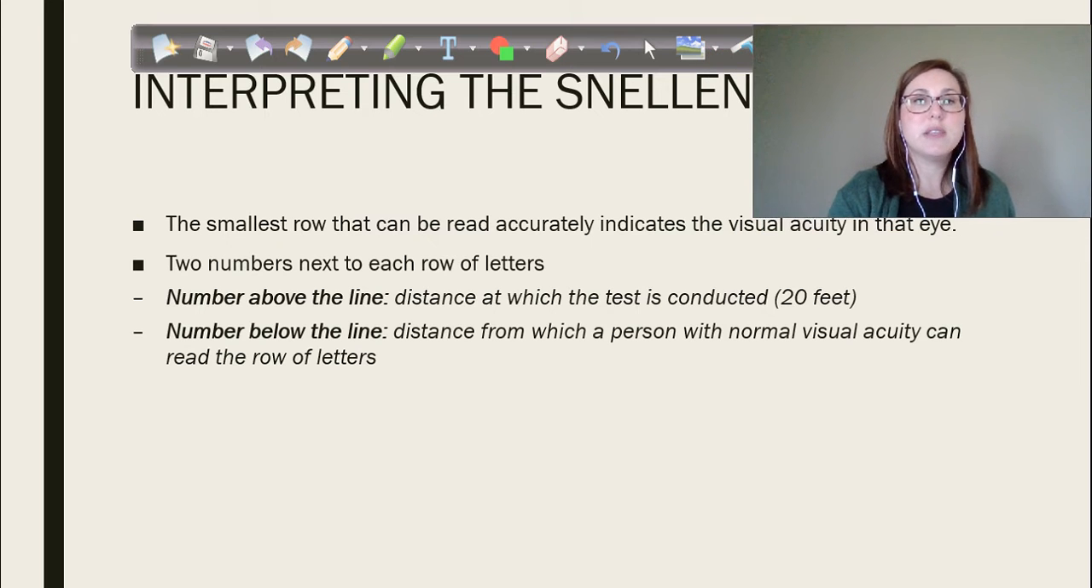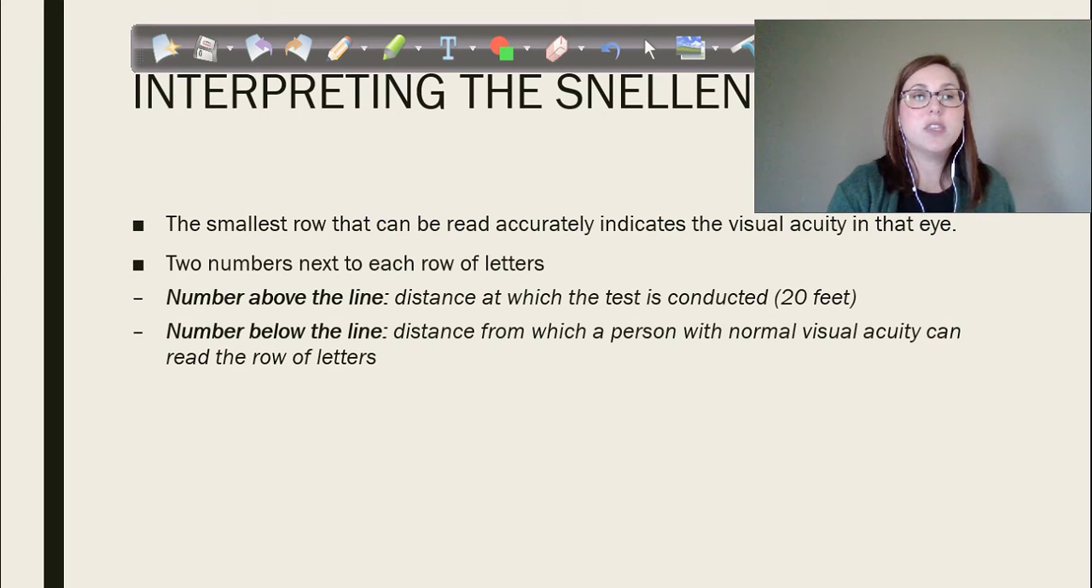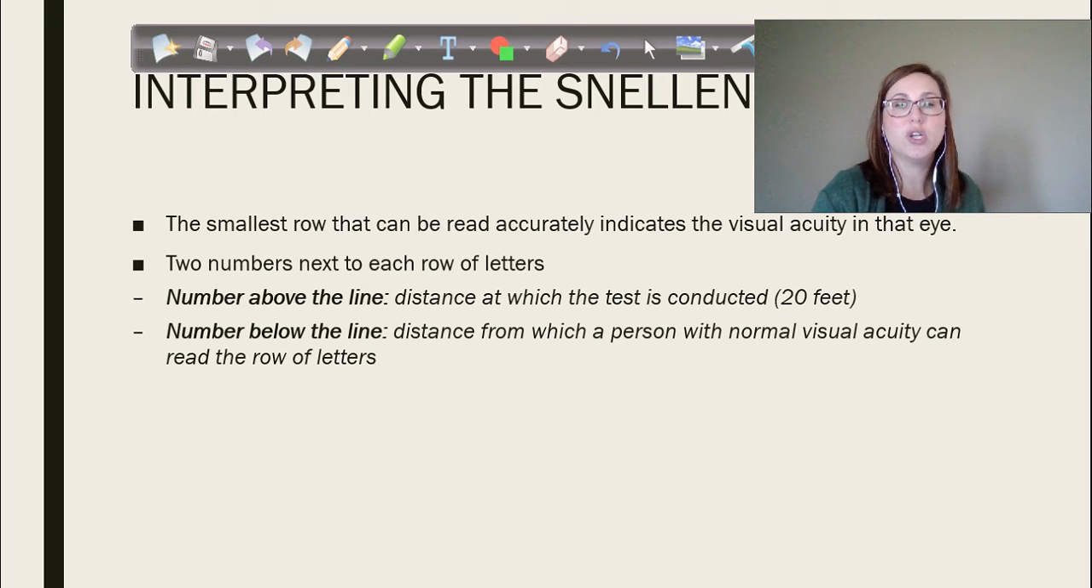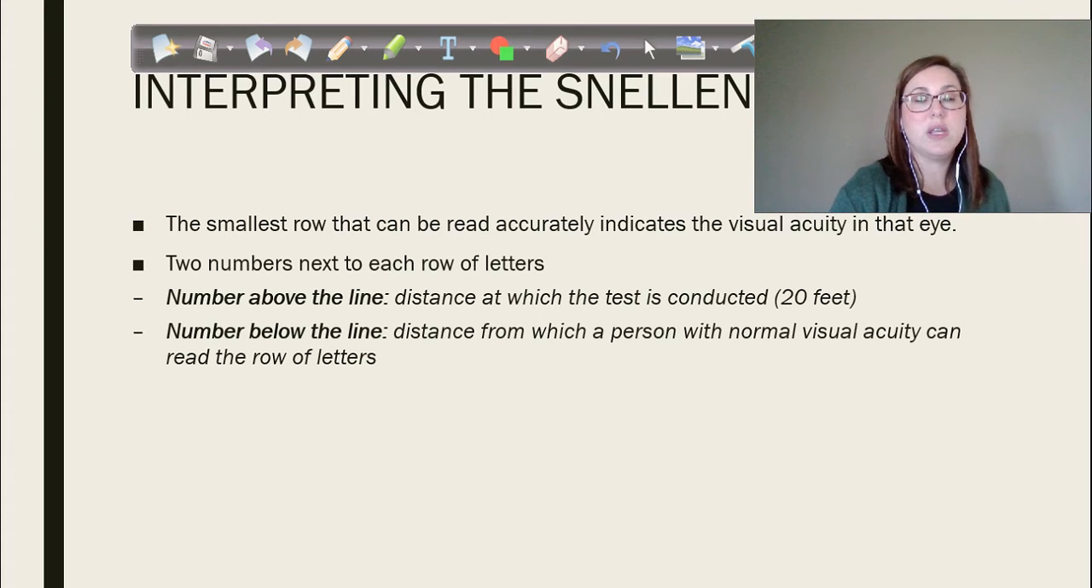When you interpret the Snellen chart, the smallest row that can be read accurately indicates the visual acuity in that eye. There are two numbers next to each row of letters. The number above the line is the distance at which the test was conducted, so 20 feet, and the number below the line is the distance from which a person with normal visual acuity can read the row of letters.